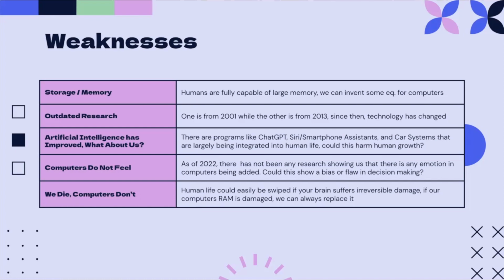Human life could be so easily swiped if our brains suffered irreversible damage. If a computer RAM is damaged, we can always just replace it. But there is the question of, is that the same computer? But by then we'll be tampering with philosophical approaches.